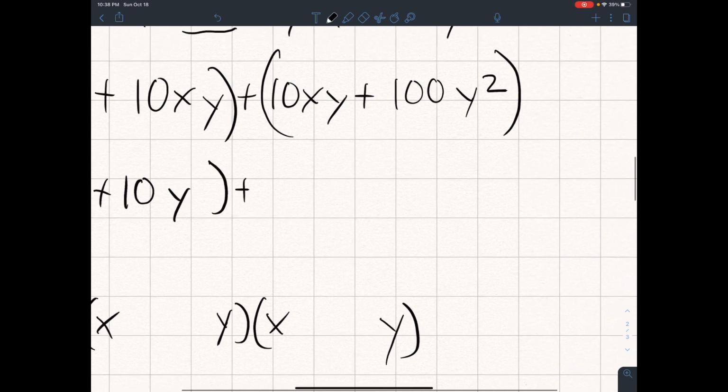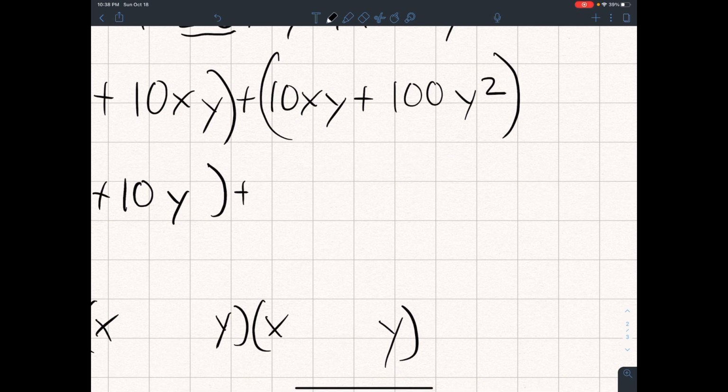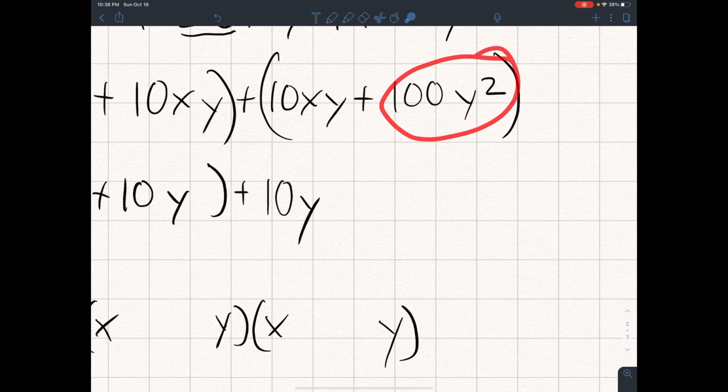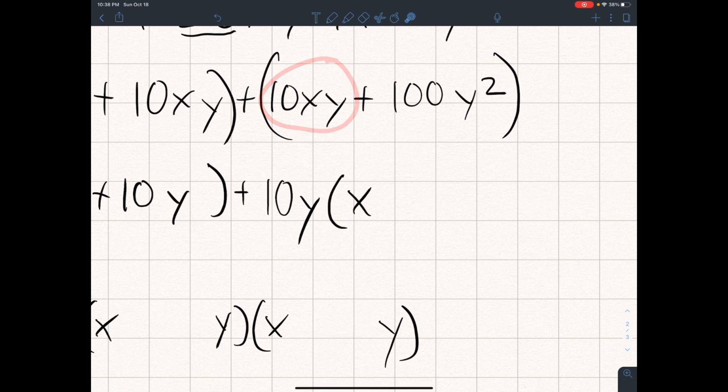And for the second grouping, I have 10xy plus 100y squared. I think I can pull out 10, because 10 is common to both 10 and 100. And there's a y here and a y squared. So I think I can also pull out a y. Can't pull out x, though, because this second term doesn't even have an x. So 10y times x would give me 10xy. And 10y times 10y would give me 100y squared.